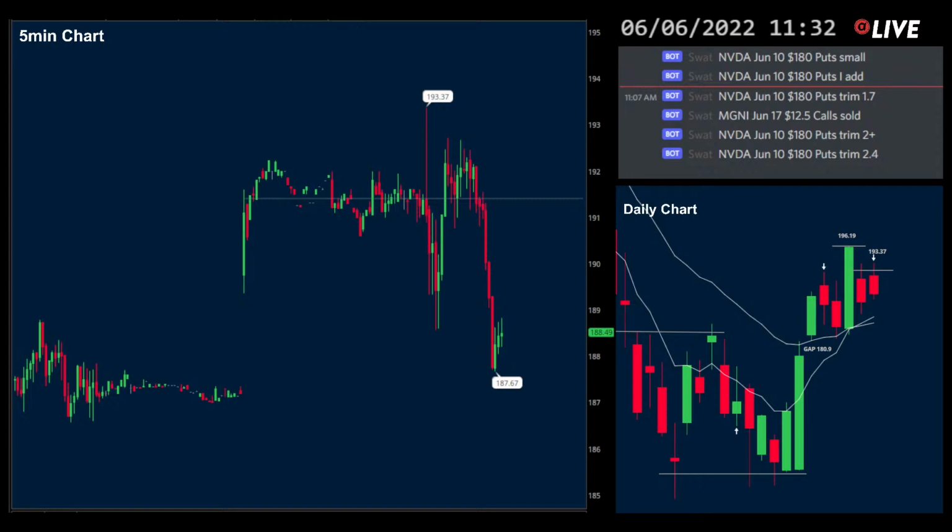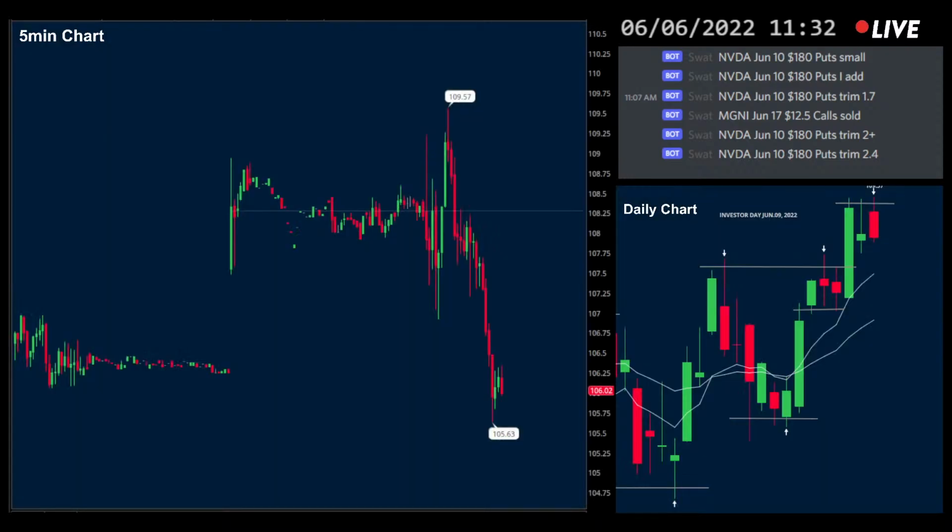Patience, a lot of patience. AMD still weak. AMD has, if they want it, room into 104, 102, and $100. But who knows? This market is tough. Lots of mixed signals.